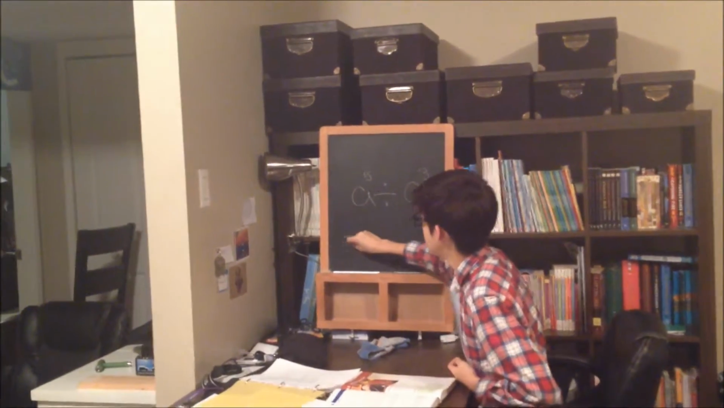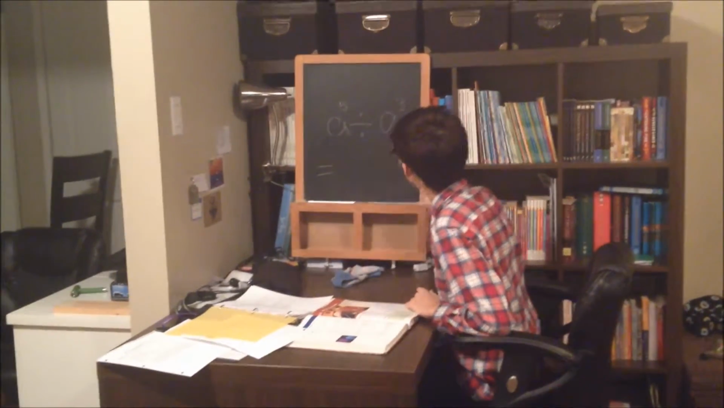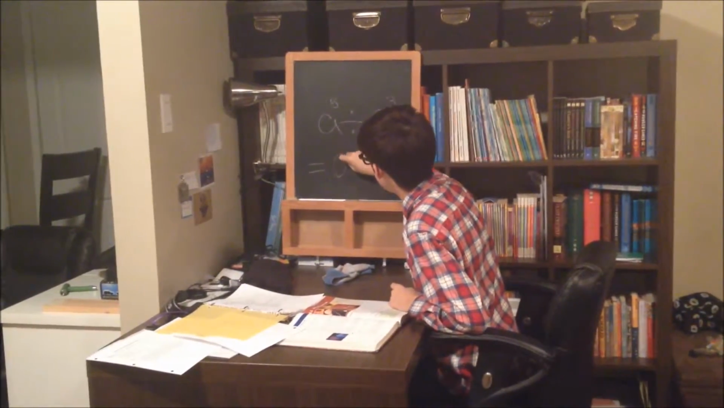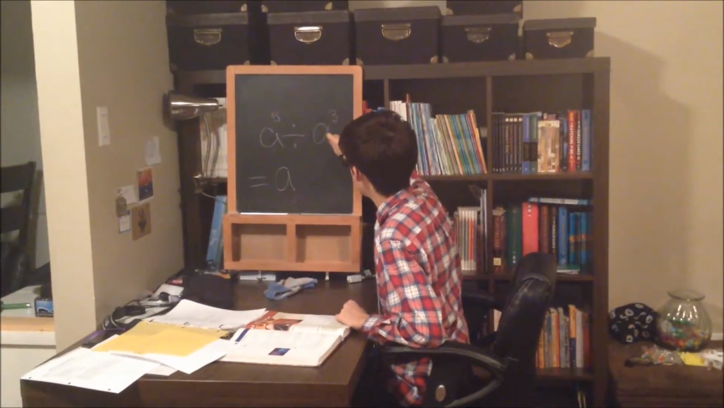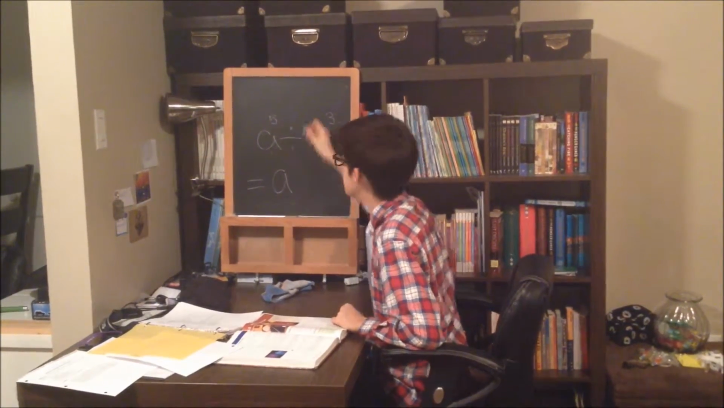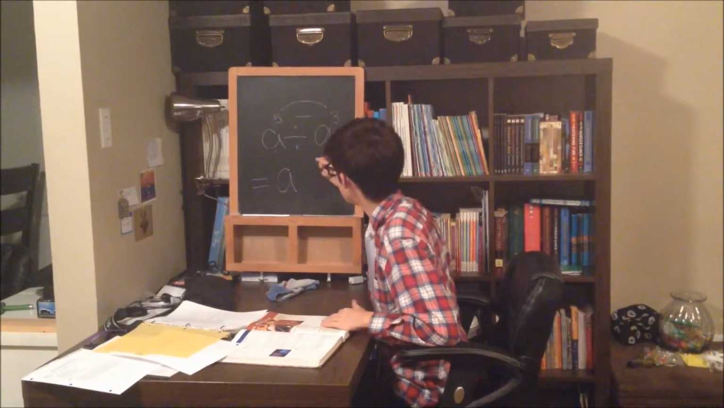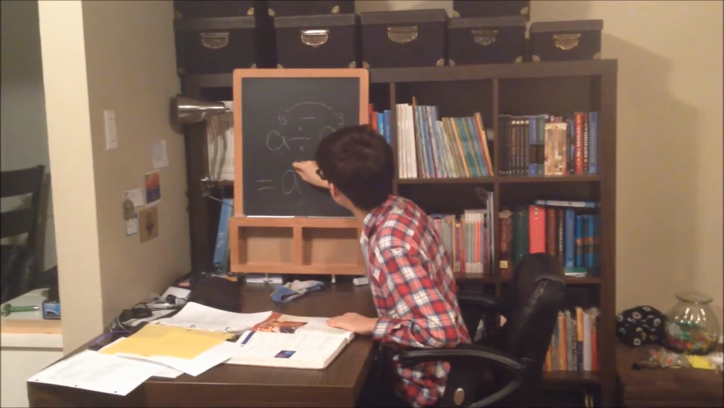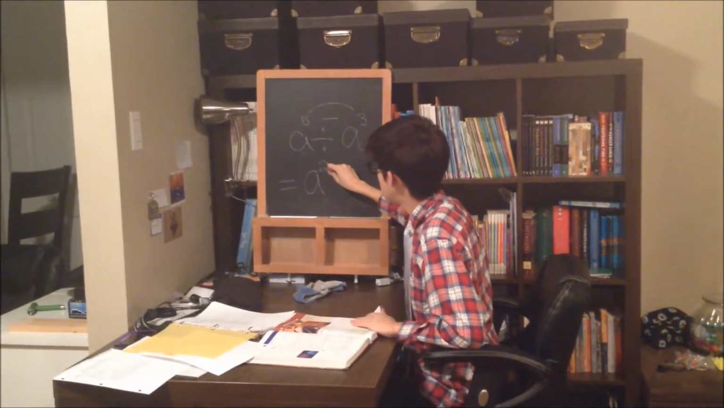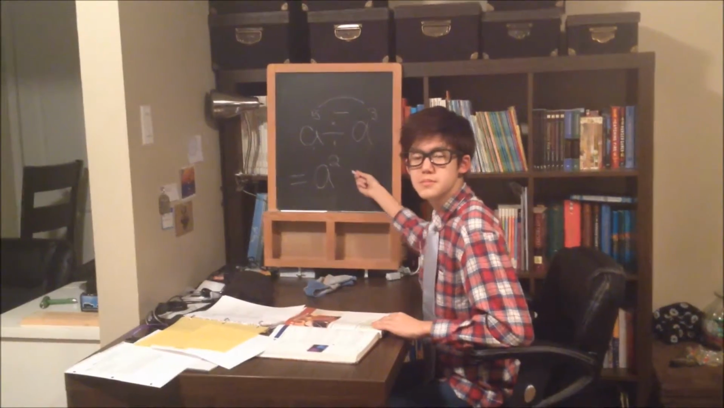Now just like in the first one that I taught you, the product of powers, you write down the base when they're similar, but instead of adding the exponents, you're going to subtract them. 5 minus 3 is equal to 2. So the exponent will be 2. So the answer to a quotient of powers is a to the power of 2.